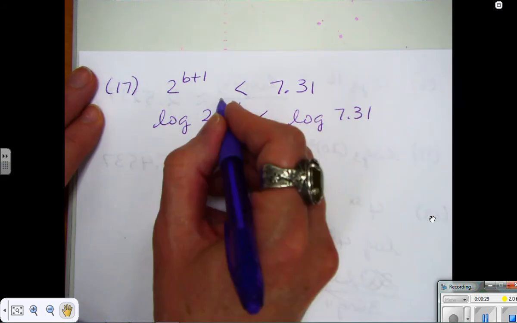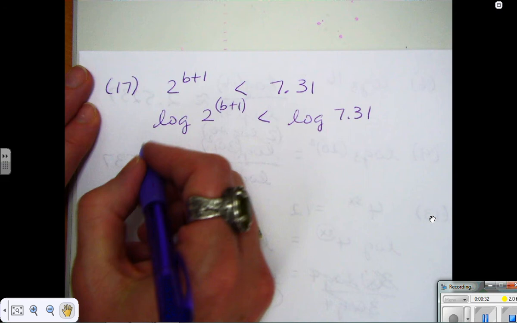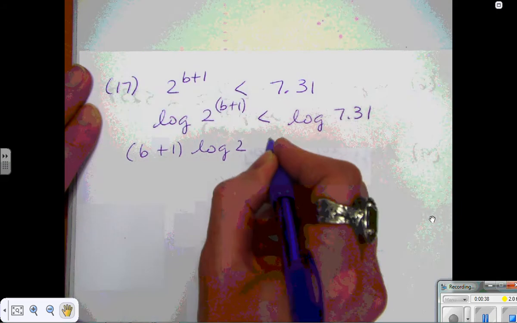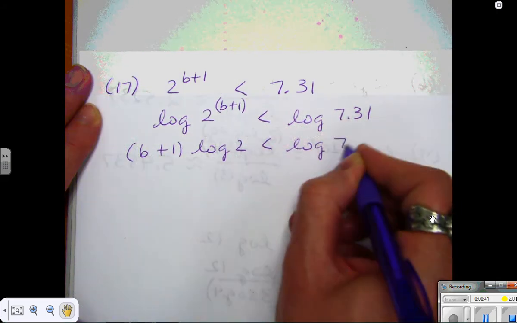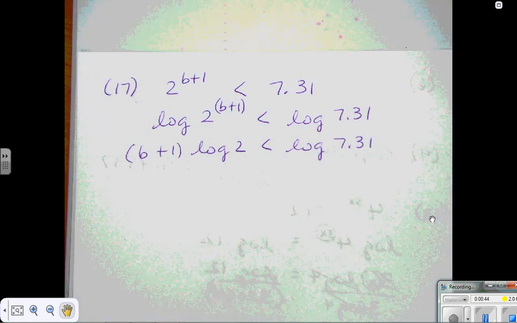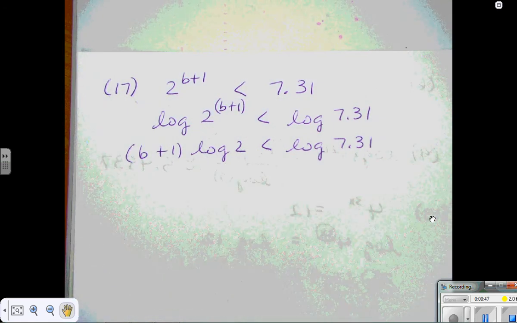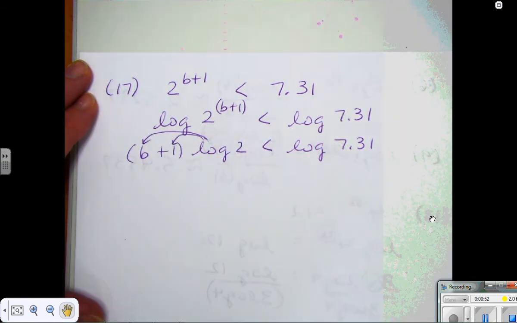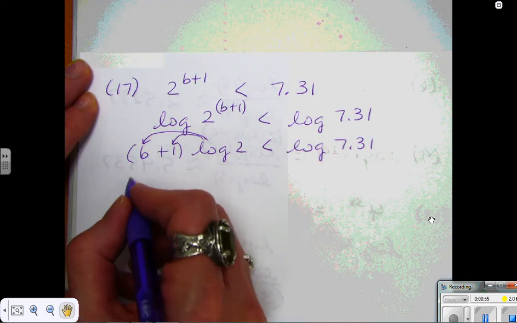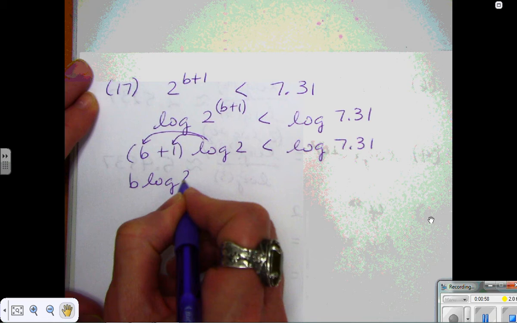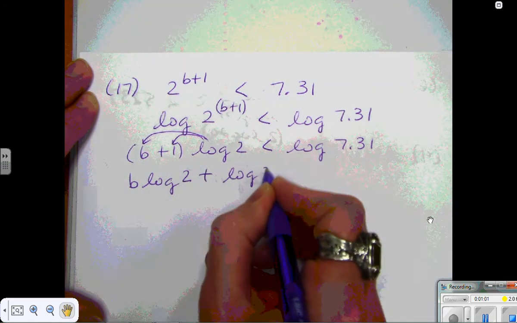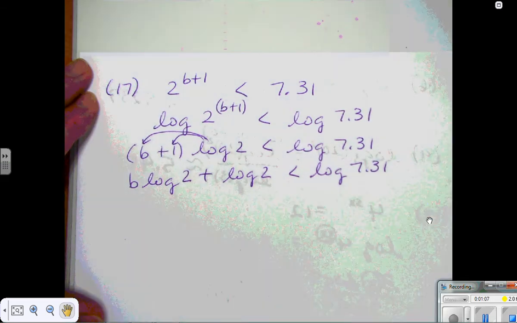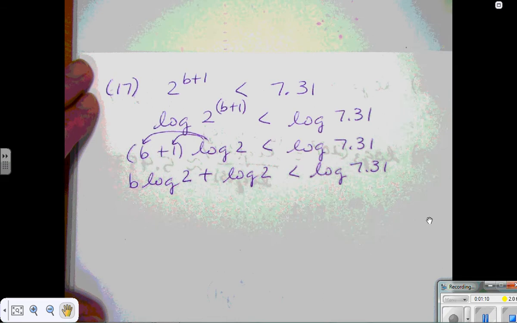And on the left side, this b plus 1, the exponent, I'm going to put in front of the logarithm. So I have b plus 1 log 2 is less than log 7.31. And I'm going to distribute log 2 to the b plus 1. So I'll have b times log 2 plus 1 times log 2 less than log 7.31. So that way it helps me break apart that binomial and I can get the b all by itself.